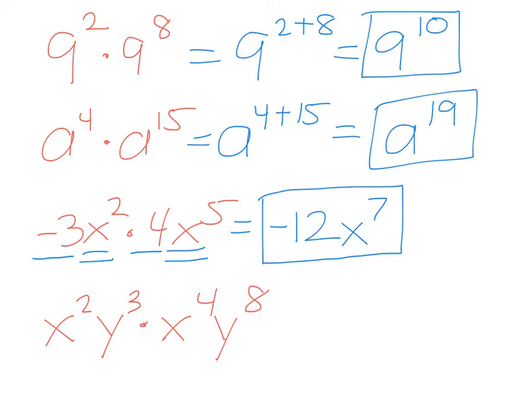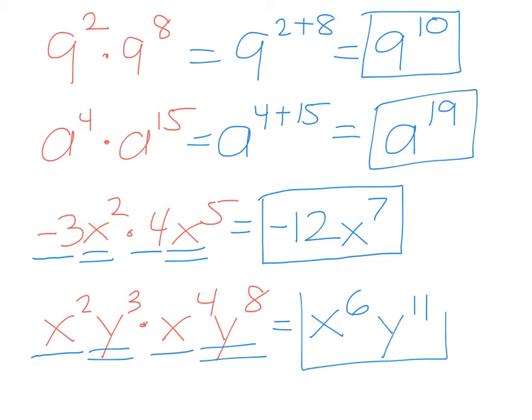Remember, to add the exponents, the bases have to be exactly the same. So here I have x squared, here I have x to the 4th, that gives me x to the 6th. Here's y cubed, here's y to the 8th, which is y to the 11th, so I get x to the 6th and y to the 11th.